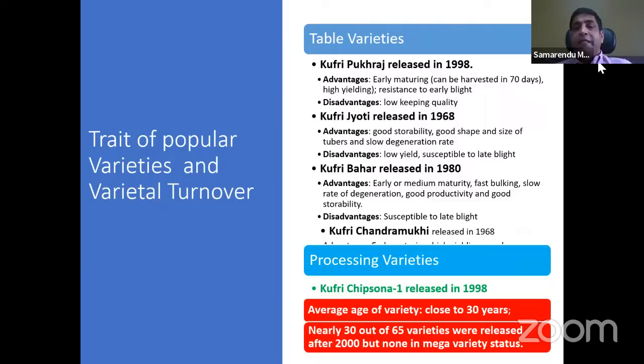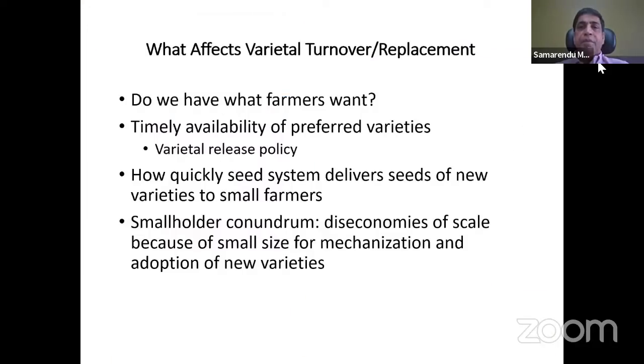Some of the processing varieties, Kufri Chipsona 1 has taken a lot of acreage, and Kufri Frisom. India has developed a lot of good processing varieties also. That's the reason India has emerged as a net exporter of frozen French fries, because of the development of these processing varieties in India.